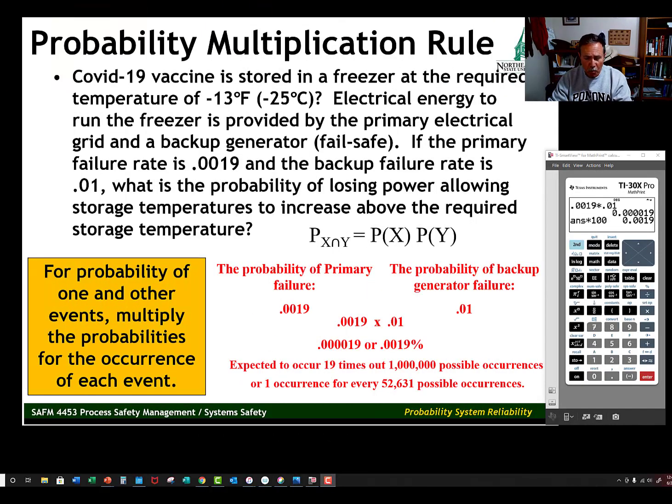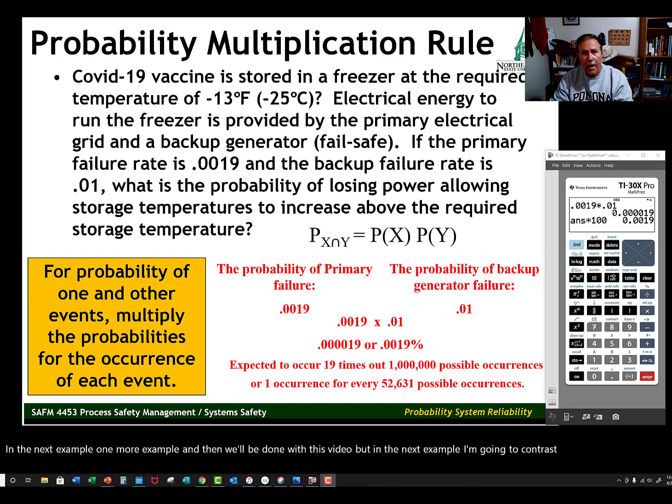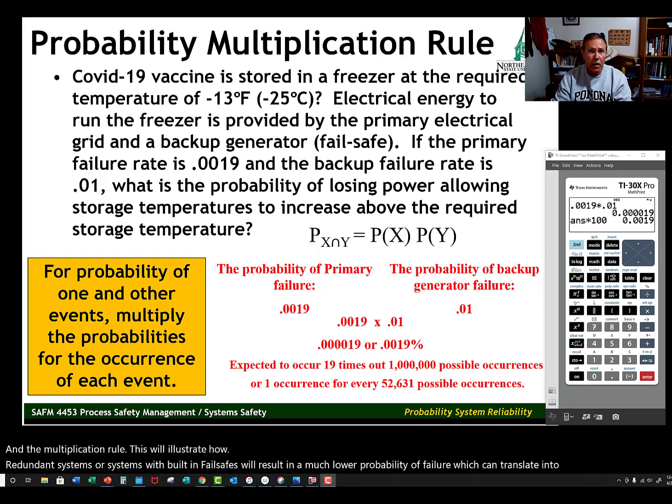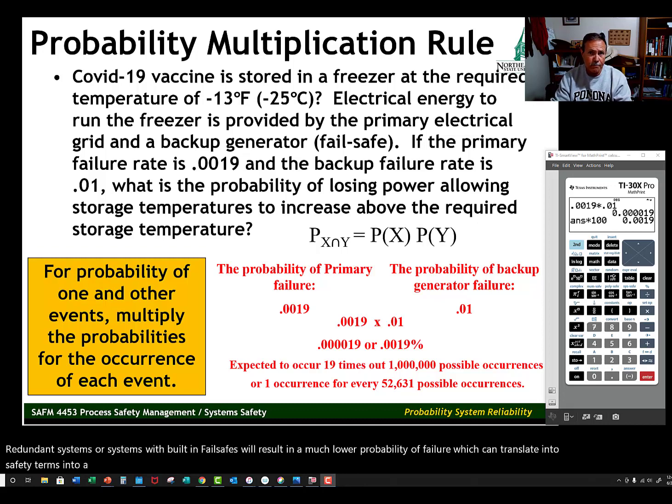One more example and then we'll be done with this video. In the next example I'm going to contrast the addition rule and the multiplication rule. This will illustrate how redundant systems, or systems with built-in fail-safes, will result in a much lower probability of failure, which can translate in safety terms into a lower risk for the system.